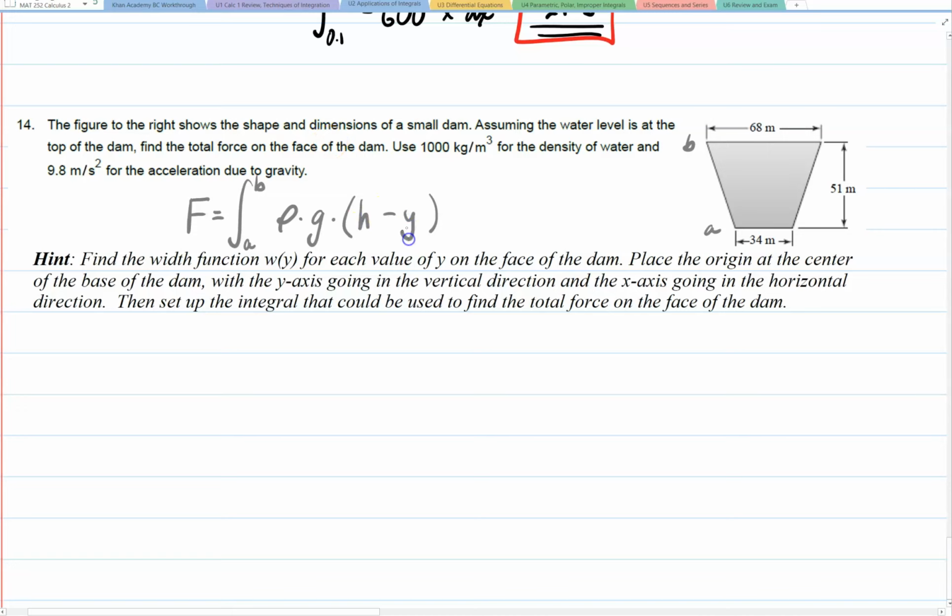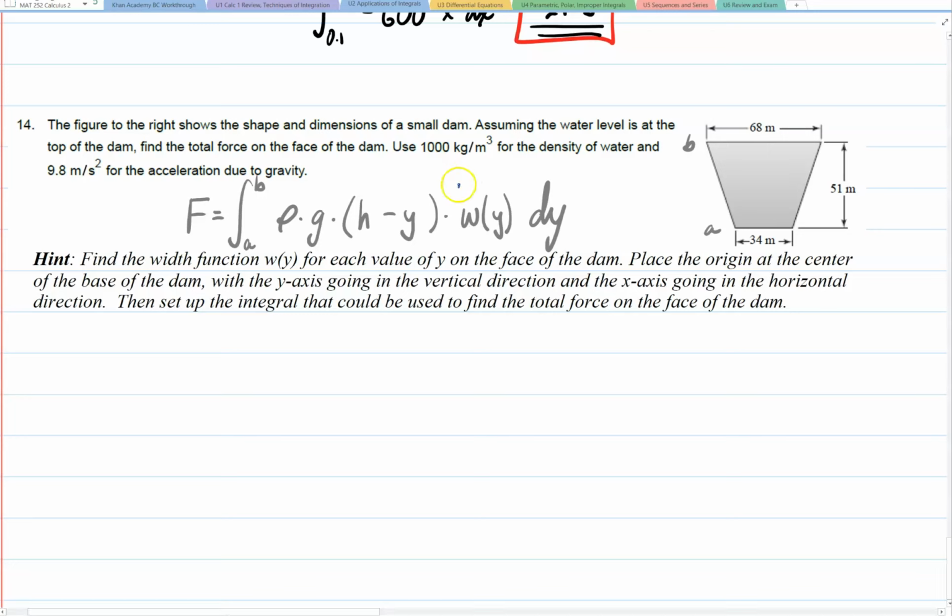height minus y. Now a lot of times that height ends up being our b value here, but we'll discuss that in a moment. And multiply that by the width of the dam based on its height position. And we'll integrate that with respect to y.